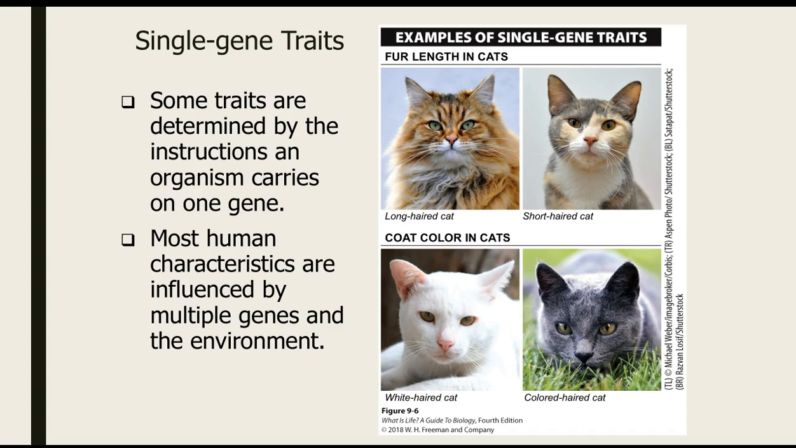So some things that are single genes are the length of fur in cats. So a long hair cat versus a short hair cat. We just have dominance and recessiveness here. And in fact, we also have coat color in cats. And at least for some of the simpler colors, like white versus not white, again, it could be any color, but white versus not white, we have a simple example of dominance and recessiveness.